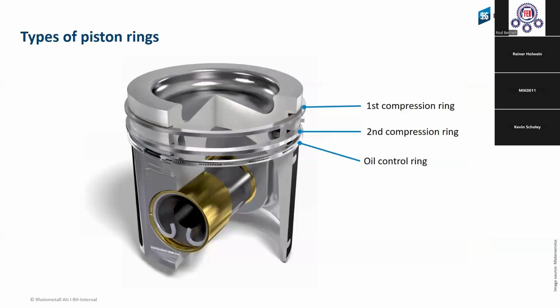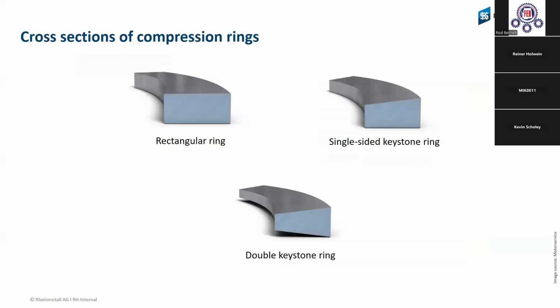Here you see the first and second compression rings and the oil scraper ring or oil control ring. We will concentrate first on the first and second compression rings. Here you see the rectangular ring. That means every place has the same angle. Then we have a single-sided keystone ring and a double keystone ring.